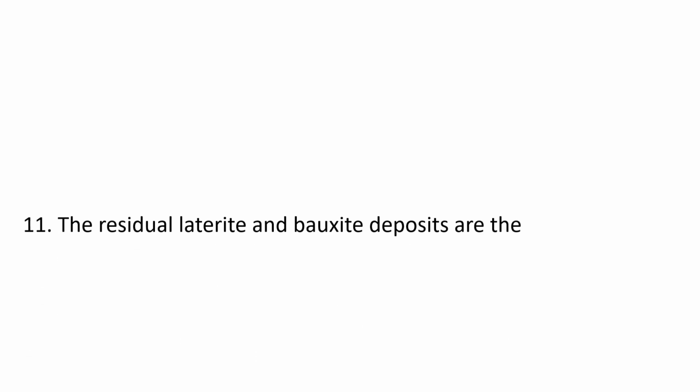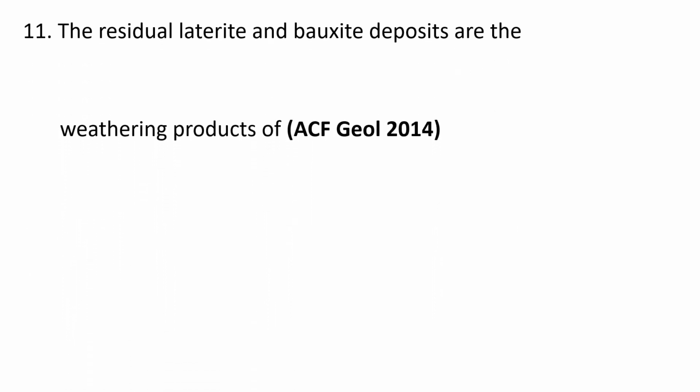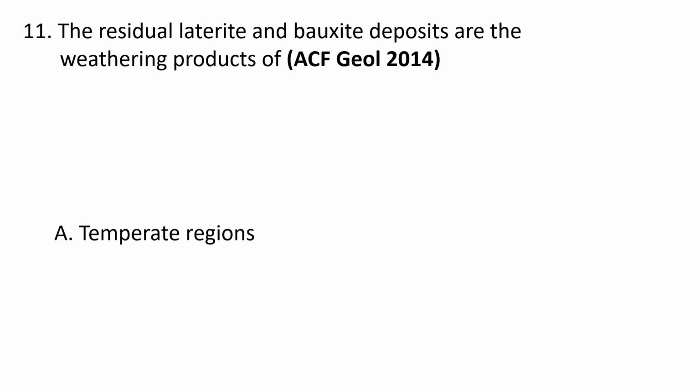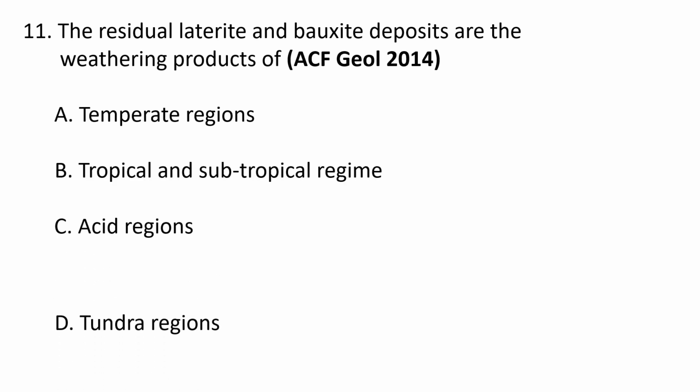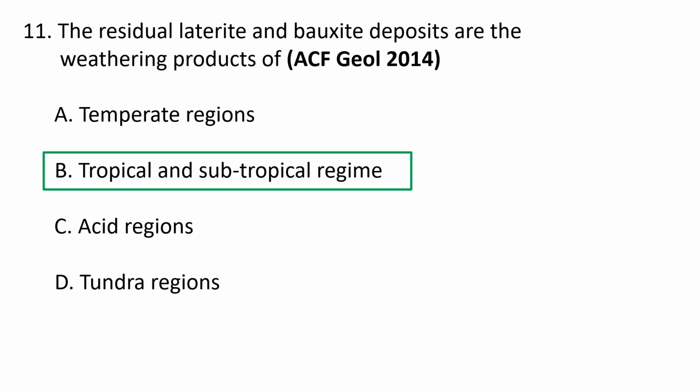Next question. The residual laterite and bauxite deposits are the weathering products of: A. Temperate regions, B. Tropical and subtropical regime, C. Acid regions, and D. Tundra regions. So, laterite and bauxite deposits are the weathering products of tropical and subtropical climates. So, B is the correct answer.